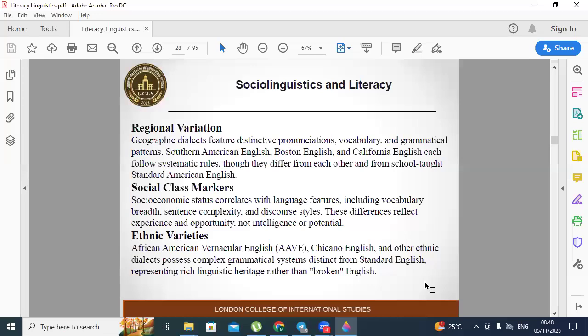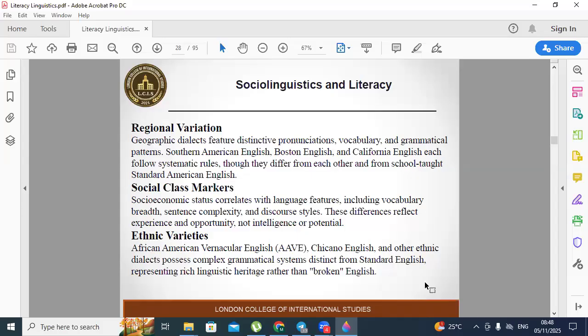Sociolinguistics and literacy introduction. So we established the linguistic foundation of literacy: philology, morphology, syntax, and semantics. Now we will explore how language varies across social contexts and what this means for literacy education. So this slide introduces chapter 4, sociolinguistics and literacy. Sociolinguistics is the study of how language varies and changes in social contexts.